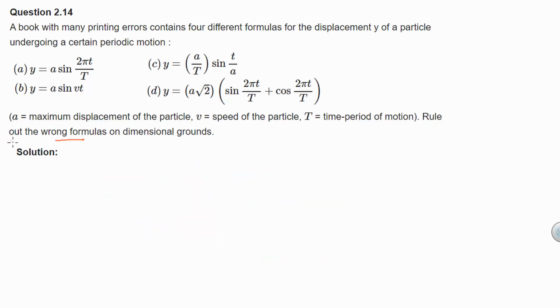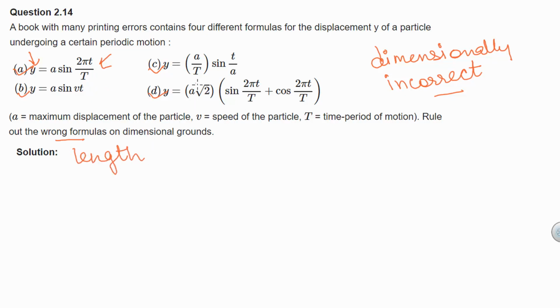Now, to rule out the wrong formulas, we will find the dimensions of left hand side and right hand side of all these 4 cases and see which one of them are dimensionally incorrect. Now dimensions of left hand side of all the cases is the dimensions of length, which is L. Let us now find the dimensions of right hand side of case A.